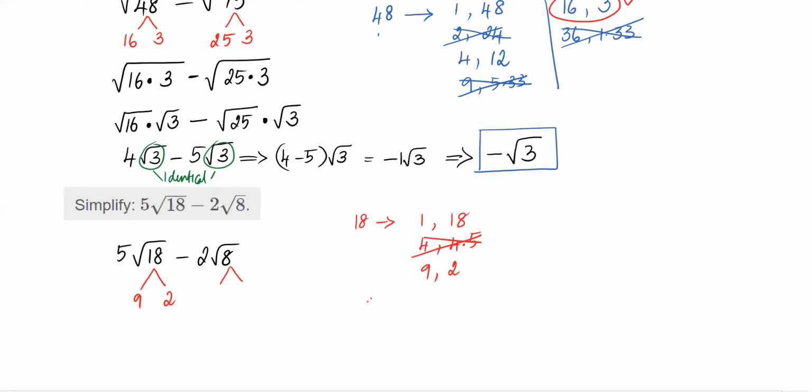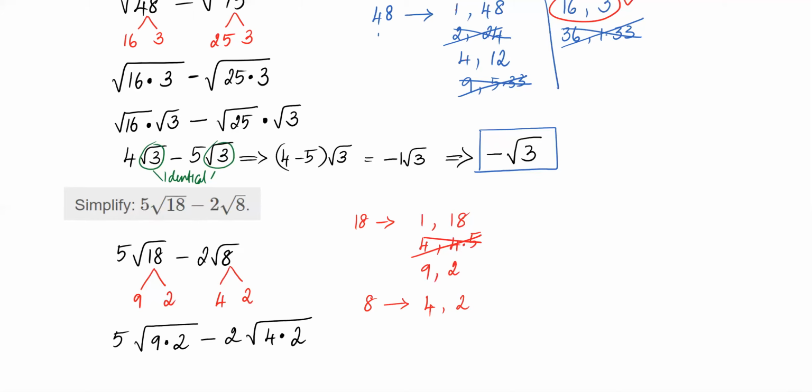Okay, what about 8? Same thing. I'm not even going to try the 1 and the 8. I'm just going to go with the 4. 4 is the highest possible square you can find. 4 and 2. So you have 5 times 9 times 2 minus 2. The 2 and the 5 were outside the radical, so please tag them along. All action is happening inside the radical, so keep that there. Okay. And then we're going to now simplify them by splitting them up.